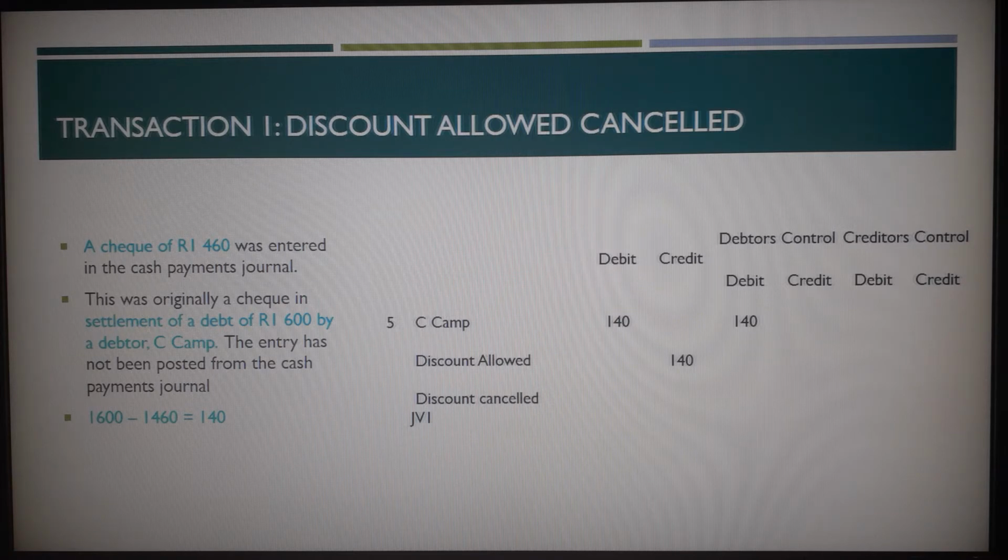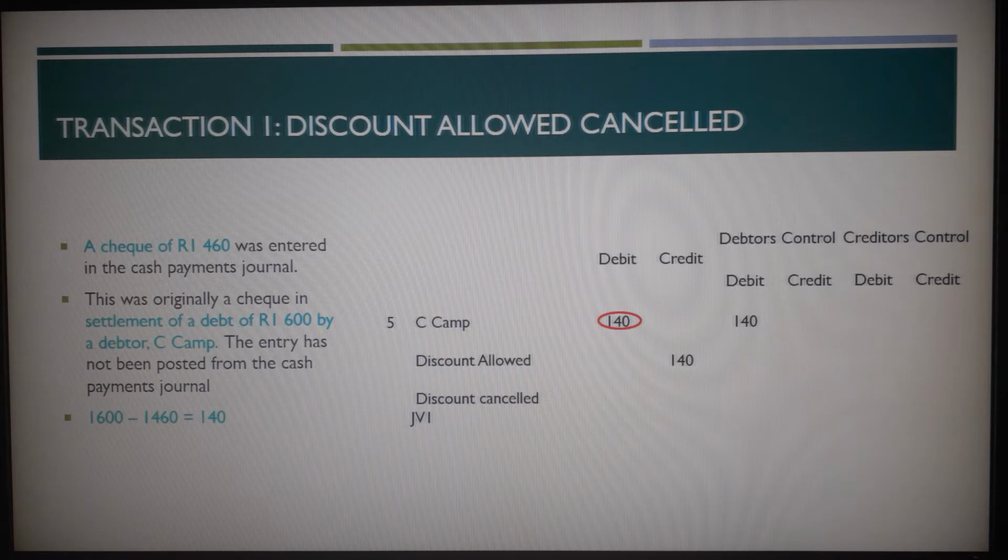This means that this was a dishonored check, meaning that the check that was given to us by the customer had bounced. We therefore need to work out what was the discount we had previously allowed the debtor, and that discount has to then be cancelled because the check has bounced. My calculation at the bottom is 1,600, which was the debt owed, minus the 1,460, which was the original check we had received, which gives us 140. We then enter that into our general journal.